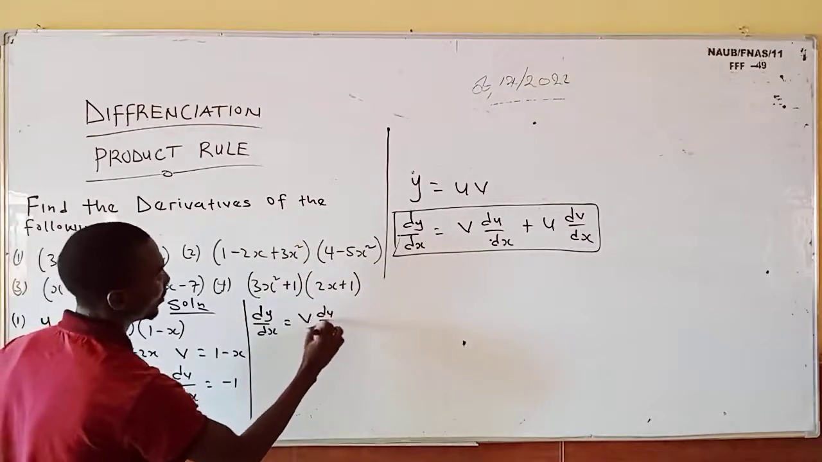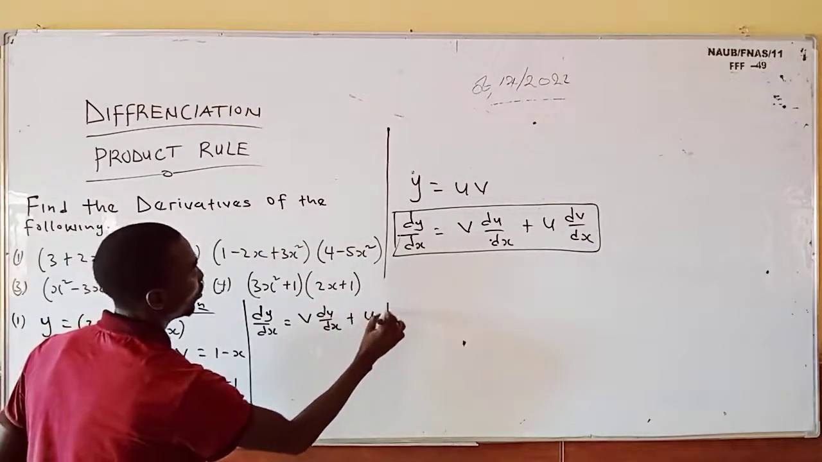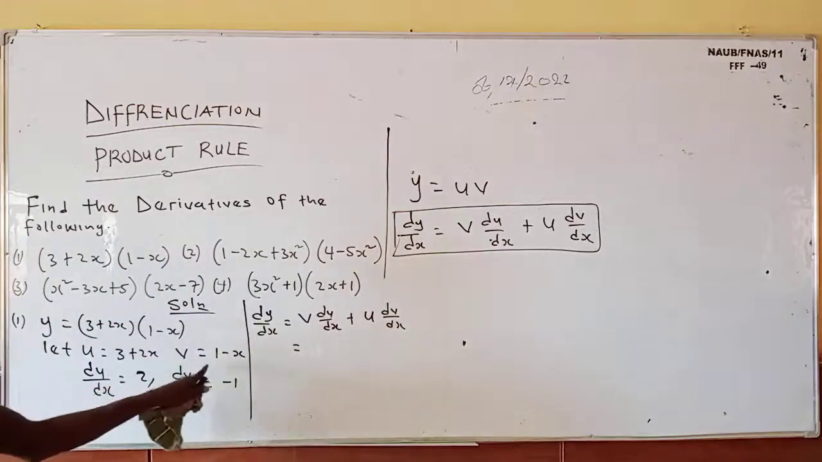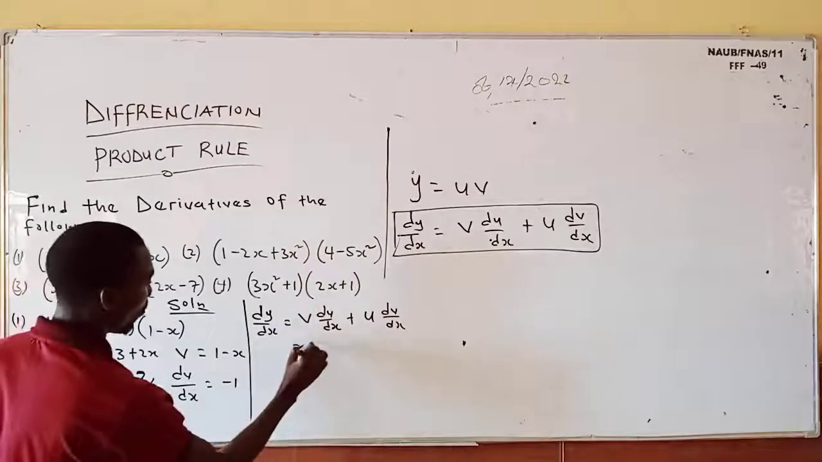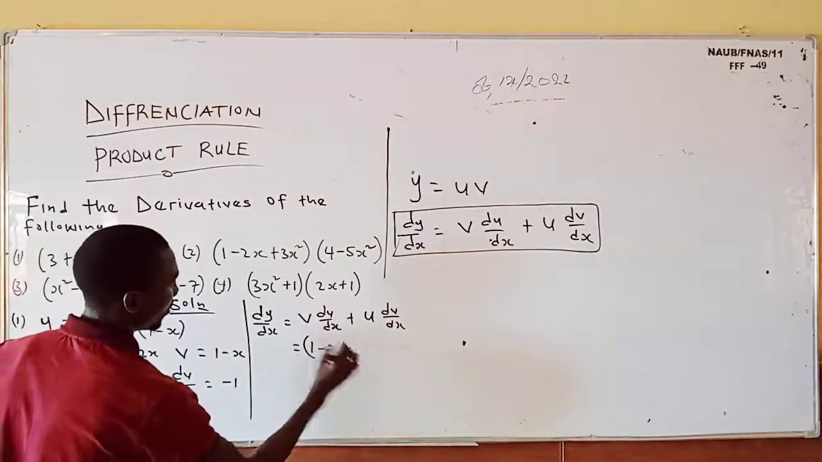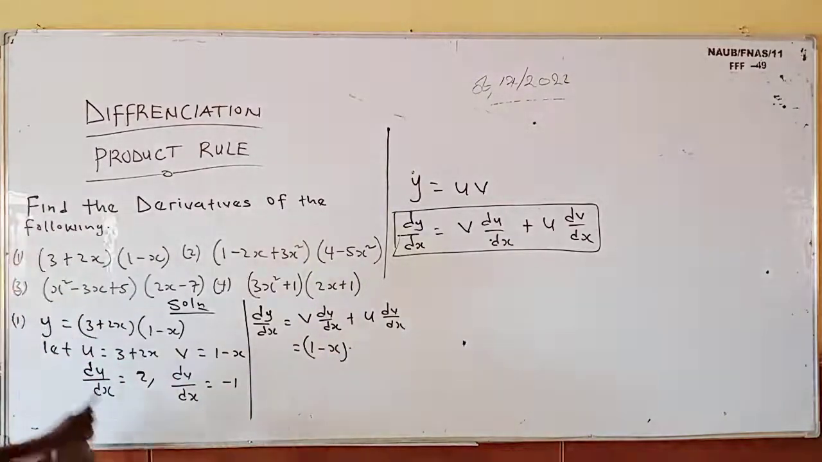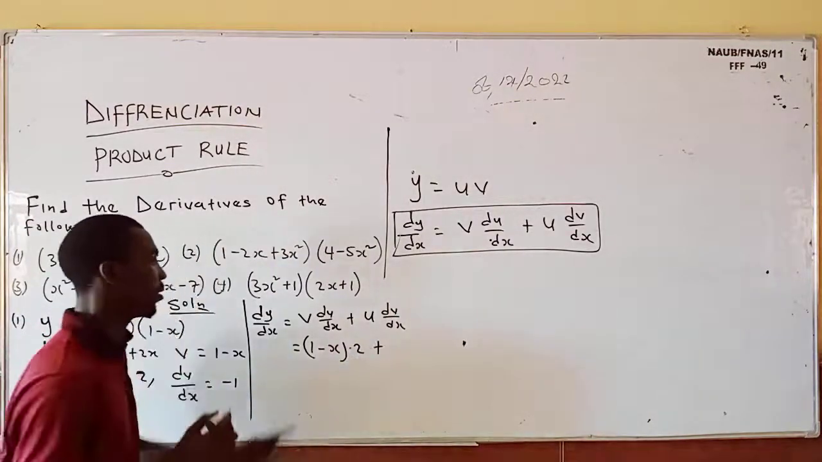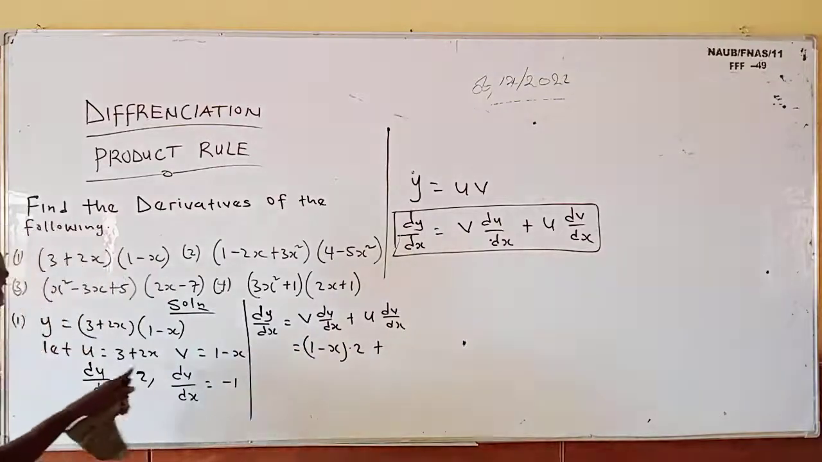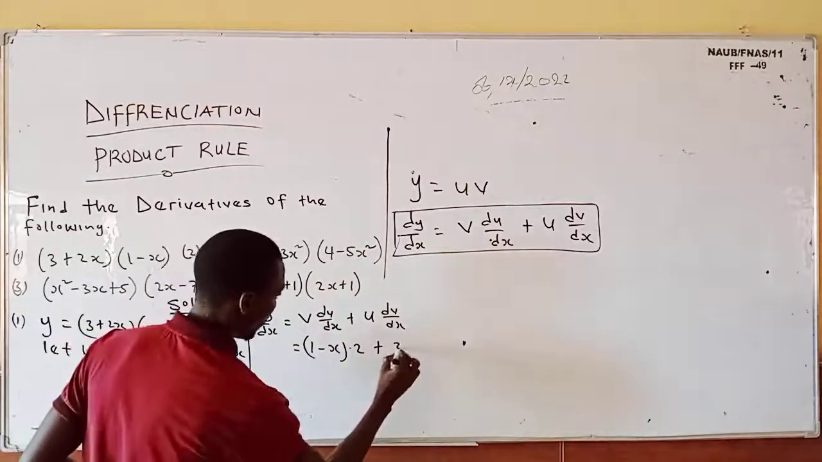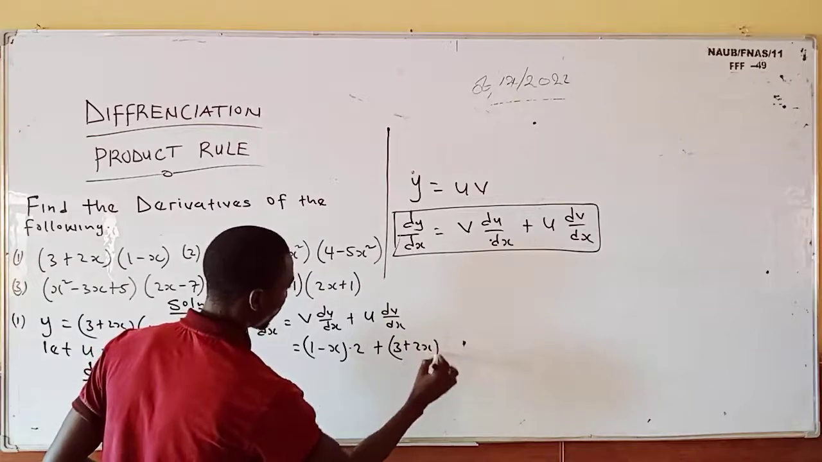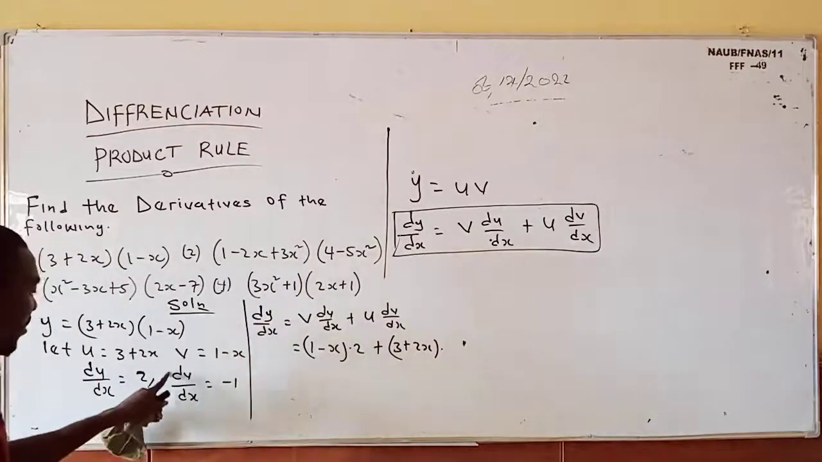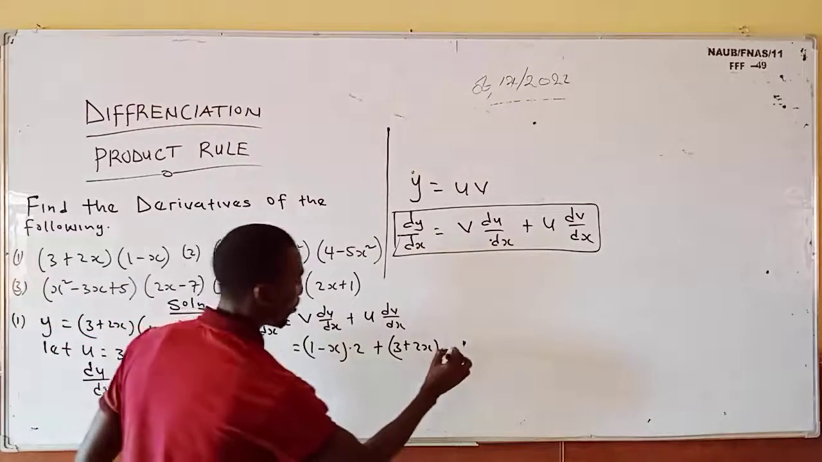v du ds plus what? u dv ds. So what is v? V is 1 minus s, multiplied by du ds. Du ds is what? 2. Plus what is u? U is 3 plus 2s, multiplied by dv ds. What is dv ds? Dv ds is minus 1.